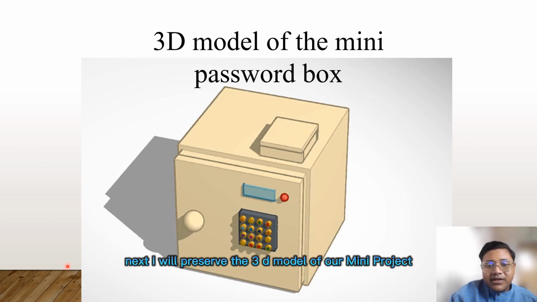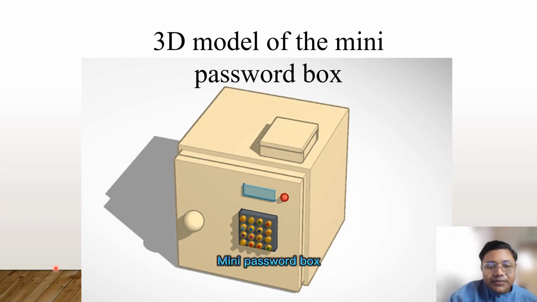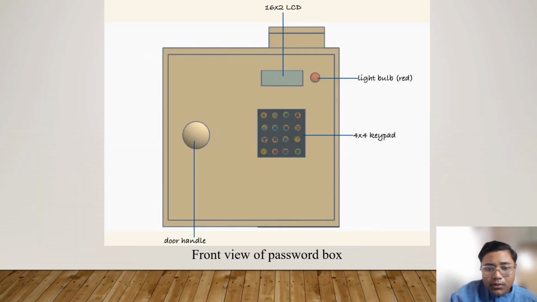So next I will present about the 3D model of our mini project, mini password box. So this is the front view of our password box, which we can see at the top of the front page. The front view has LCD, the red light bulb, and keypad, and also the door handle to make it easy for the user to open this box.